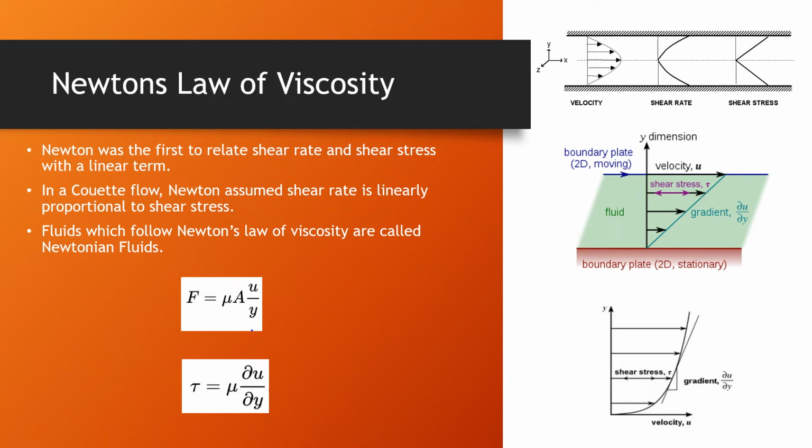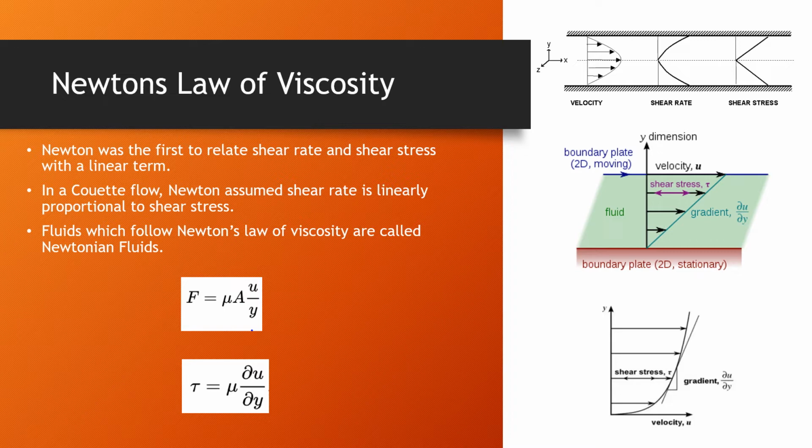Now, to make it an equality, Newton assumed a constant that he took as mu. So the mu is called the coefficient of viscosity for Newtonian fluids. Now, if you assume the force per area is stress, then F over A would, in this case, be shear stress, tau. So tau would be equal to mu u divided by y.